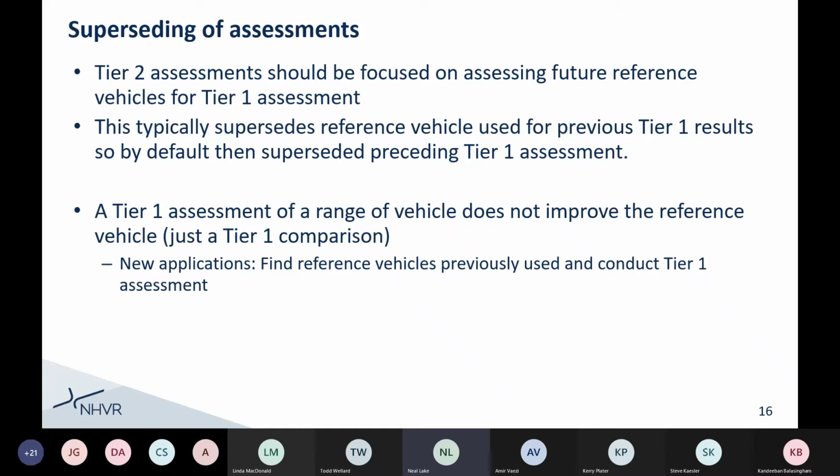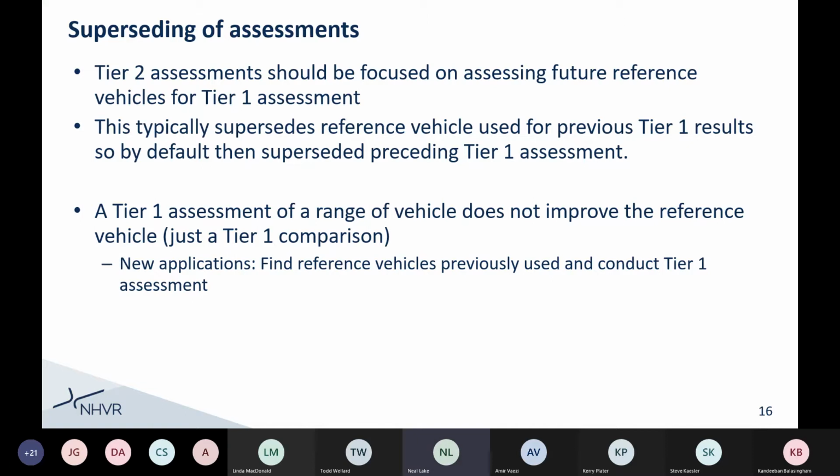And so you would need to use the new Tier 2 information to do your Tier 1 assessments from then on. So if you have those two pieces of information, it's important to think about the order. If it was the other way, and you had the Tier 2 done first, and then a Tier 1 assessment done after that uses the reference vehicles from the Tier 2, well then both lots of assessment are valid and they're both current.